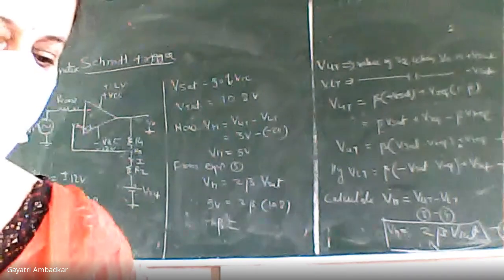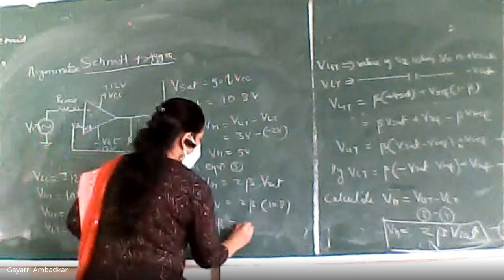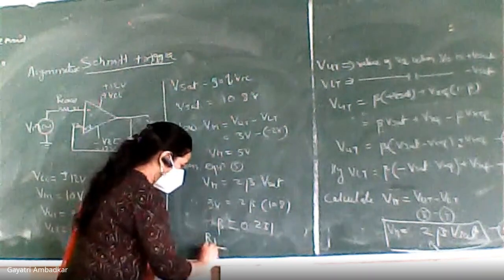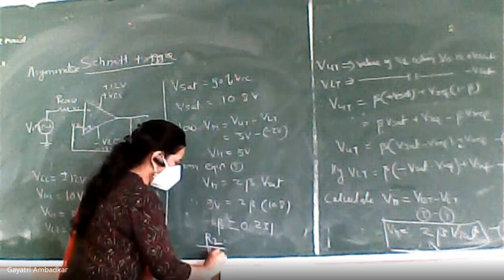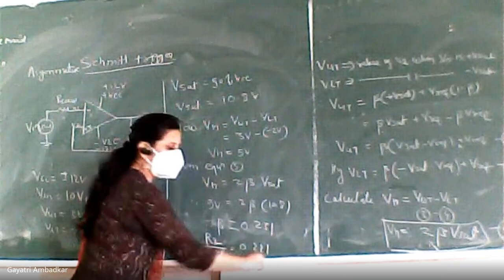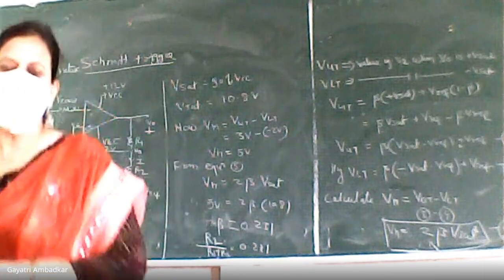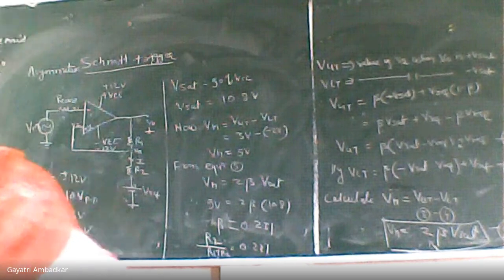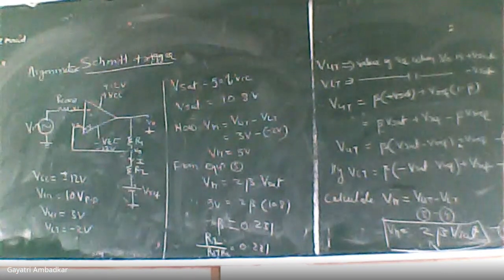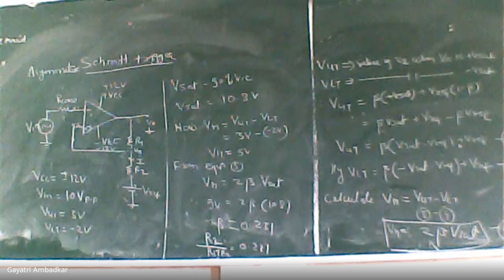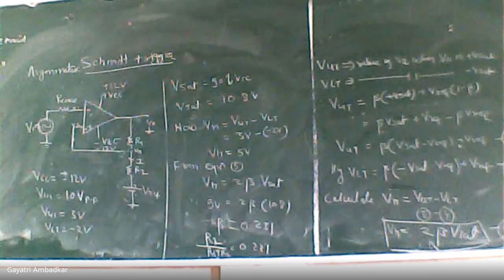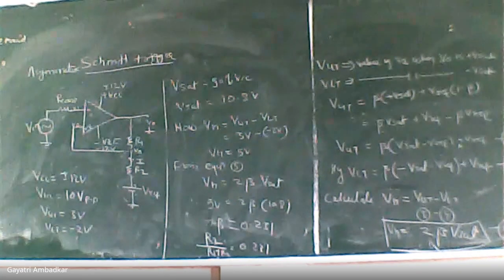So find beta. 0.231, correct. What is beta? R2 upon R1 plus R2 equal to 0.231. Rutuja has calculated. So you got beta, and beta is R2 upon R1 plus R2. So again we'll do the same thing. We will assume R2 and we'll find R1. So let R2 equal to 10 kilo ohm. You can assume any value of standard resistance. So let R2 equal to 10 kilo ohm and find R1.